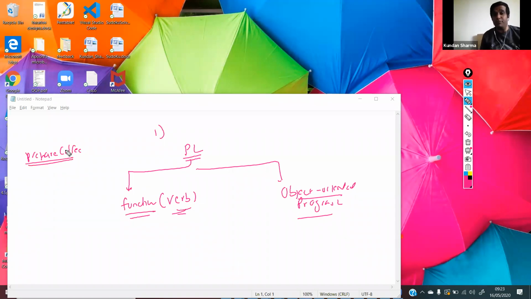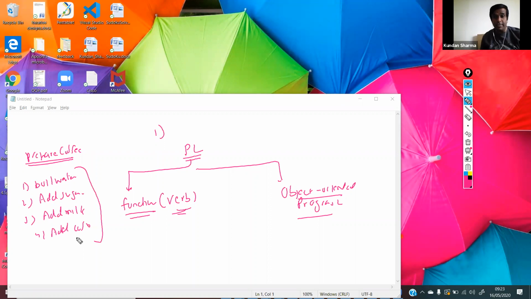There are 4 steps to prepare a coffee. First of all, I'll say boil water, first step. Second thing is add sugar. And then I say add milk, and then I say add coffee, right? These are the 4 steps which I do every day whenever I have to prepare a coffee. So if I'm issuing these instructions to the computer, I need to issue them one by one: boil water, add sugar, add milk, add coffee.